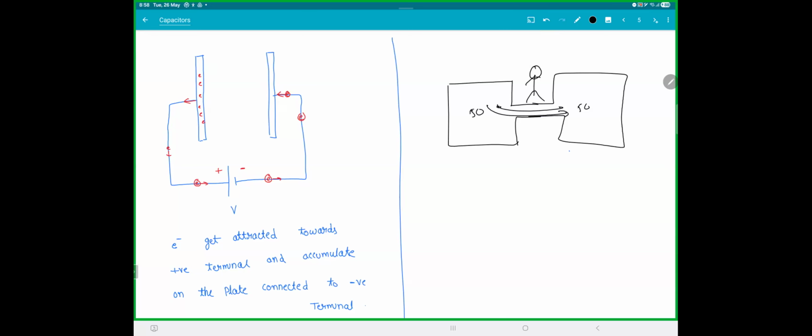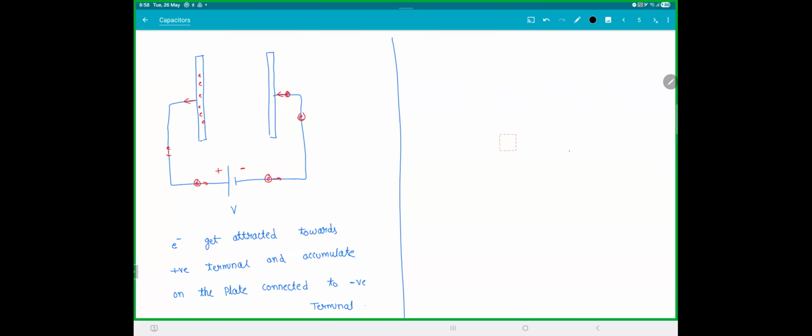Exactly the same thing is happening here also. The battery is taking electrons from the left plate and trying to push them to the right plate. But as you push more and more electrons, at some point, there will be so much negative charge on the other side. The electrons, when they try to go, get repelled and the electrons will stop moving. You reach a steady state. So there is a limit to how much the battery can push.